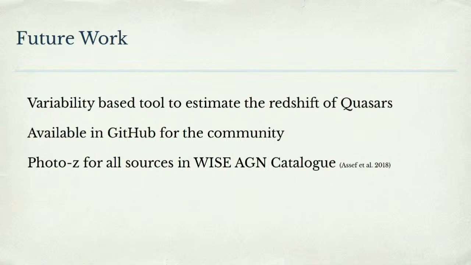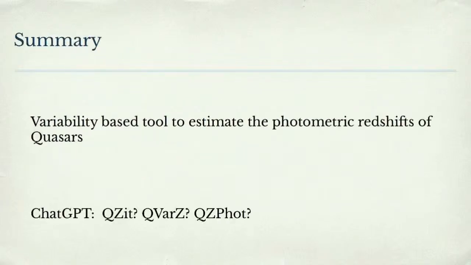The future work is to create a tool, like a tool that could give you photometric redshift priors once you feed in a light curve. And the second work is to produce the photometric redshifts for all the AGN catalog of Ivezic 2018, which has variability information from any survey. And I leave the summary here, which is a variability-based tool to estimate the photometric redshift. Well, I should find a name, and ChatGPT gave me a few names.